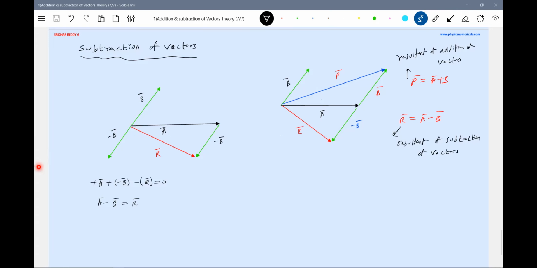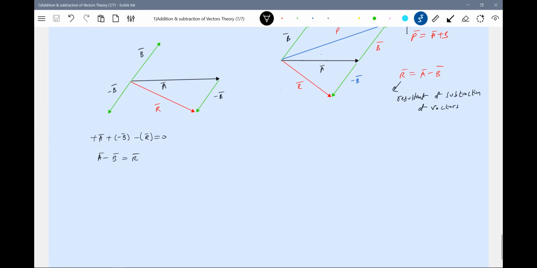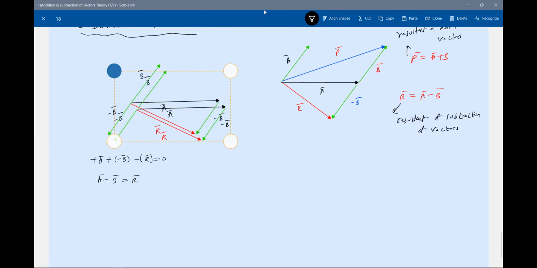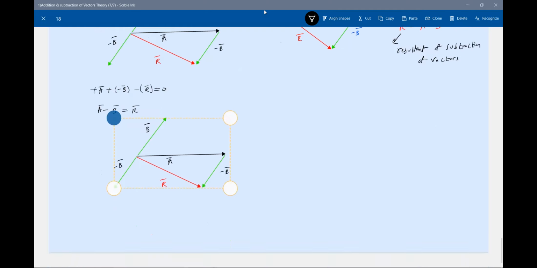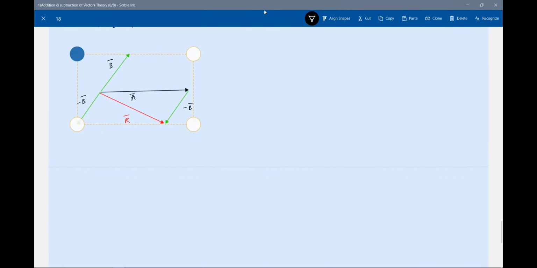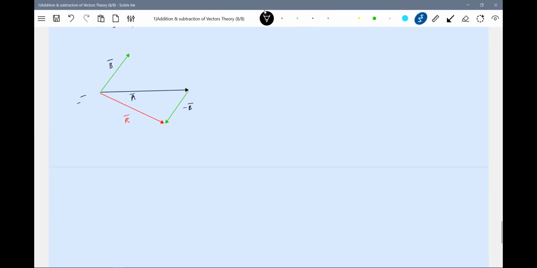Okay, let's go for some laws, like A bar plus B bar is equal to B bar plus A bar. We'll see. I have here the same diagram. Here is what you are seeing. A bar minus B bar is this one. B bar minus A bar, we'll see how things will be.